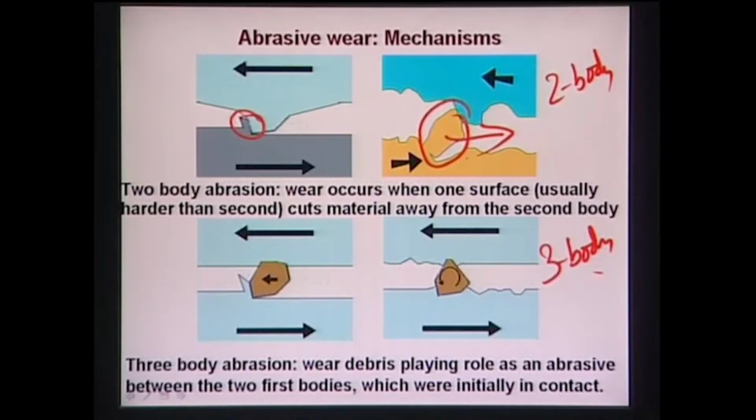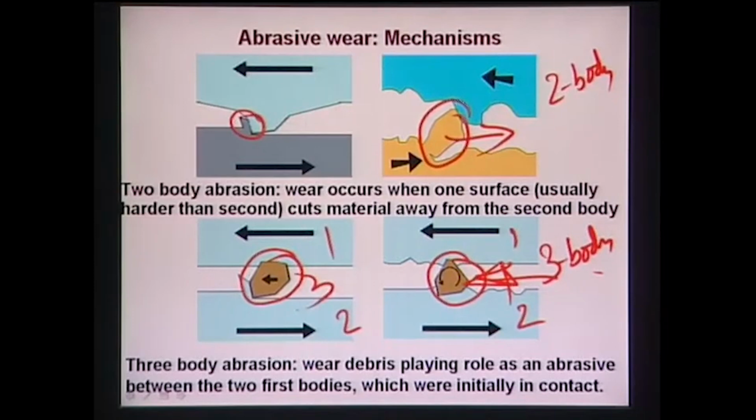Now, the second type of three body wear is where external wear particles are introduced between the two first bodies. The two first bodies are body 1 and body 2, and this is the third body. In the earlier case, the wear fragments are generated in situ, but here the wear particles or abrasive particles are introduced externally at the interface between the two first bodies.